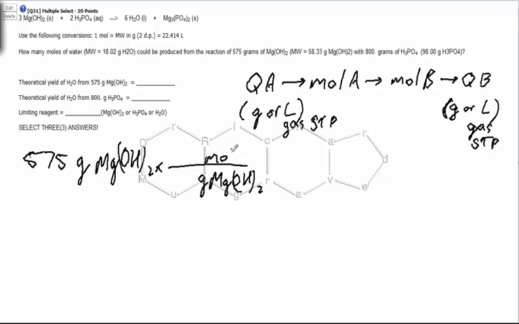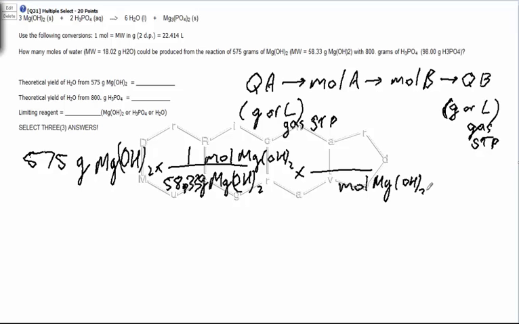We're going to have moles of Mg(OH)2 on top. The relationship here, 1 mole of Mg(OH)2 is equal to 58.33 grams of Mg(OH)2. And now we're going to have moles of Mg(OH)2 down the bottom. And we know that moles of H2O is going to be on top, and that's what we want. The relationship here, 6 moles of water will be produced from 3 moles of Mg(OH)2. Alright, that's going to give us a certain number of moles of water out of that.